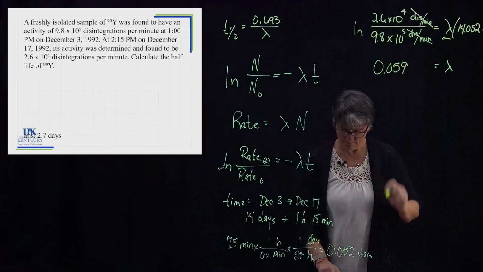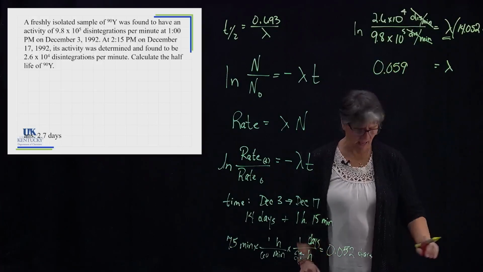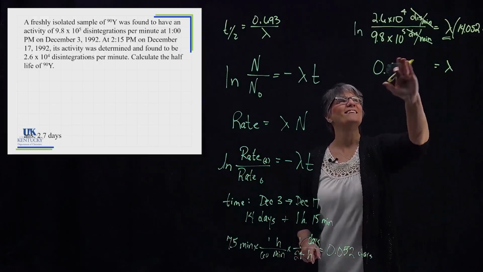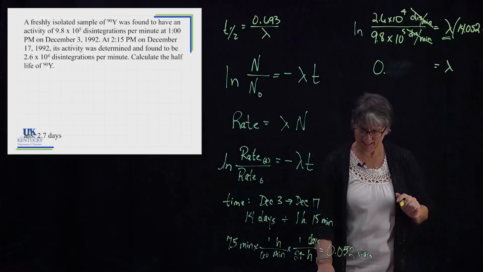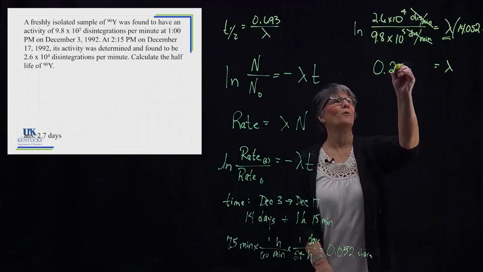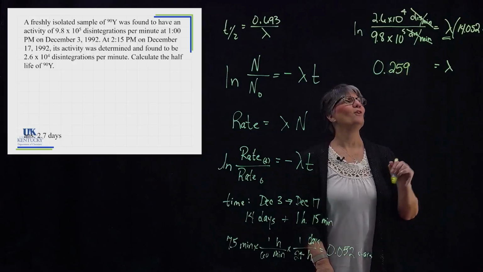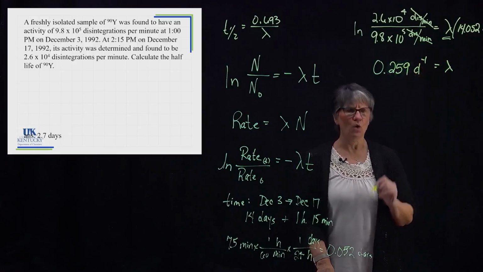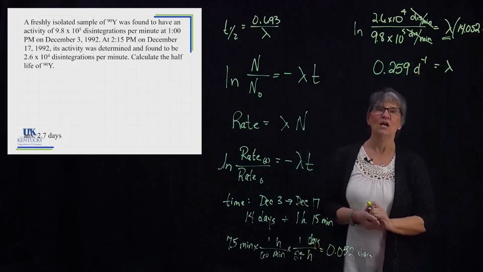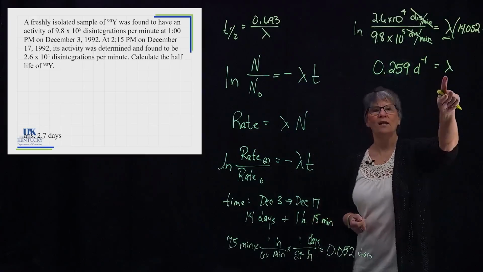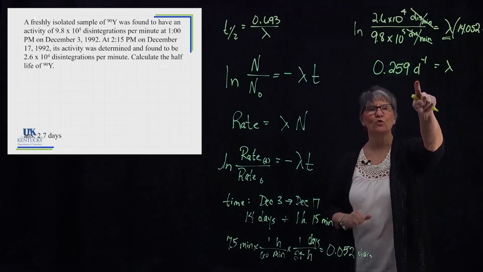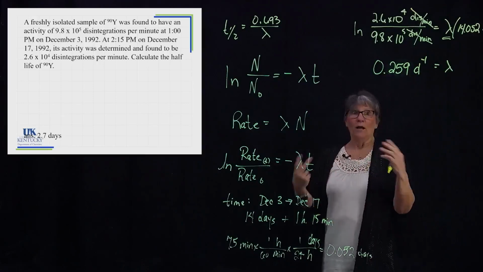I'm dividing by 14.052 days, and that's going to give me 0.259. I don't know where I got that other number. What would be the units? Well, you're dividing by days, so it's days to the minus 1, or 1 over days. So now I know the constant. It is 1 over time as a unit, which we expect for first order kinetics.